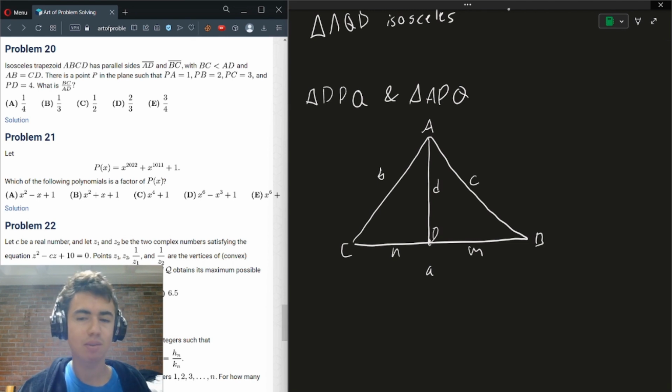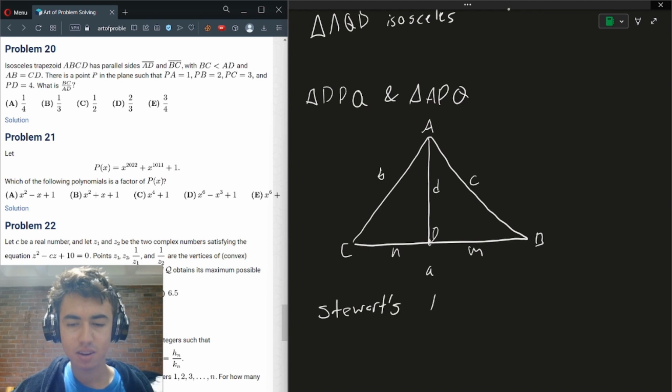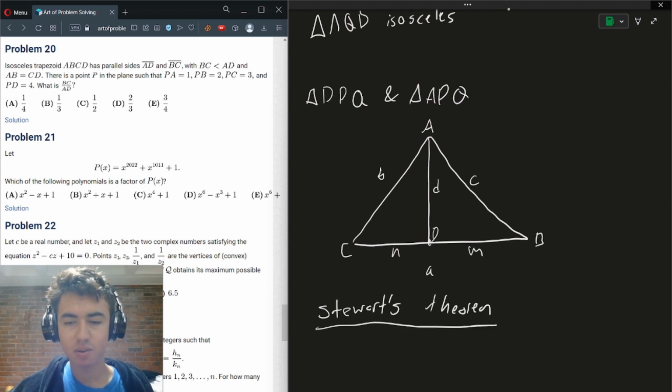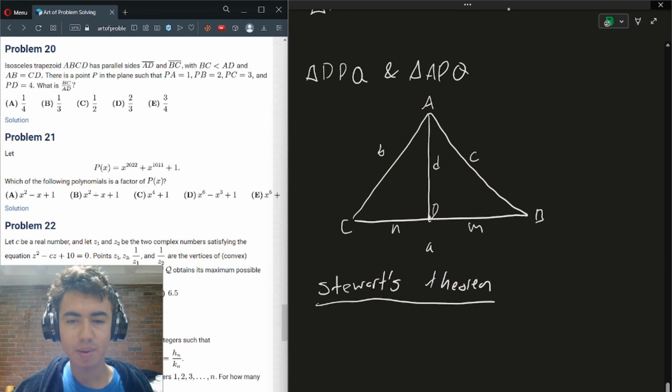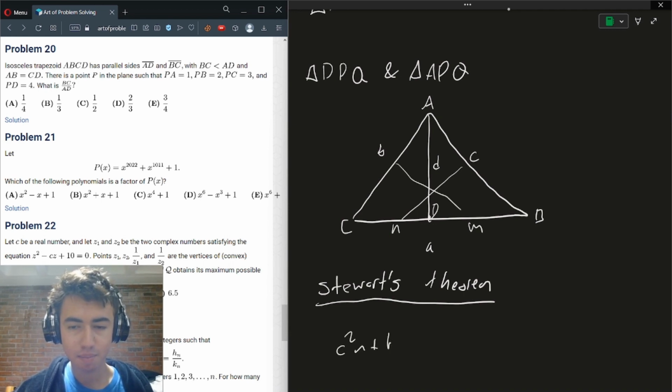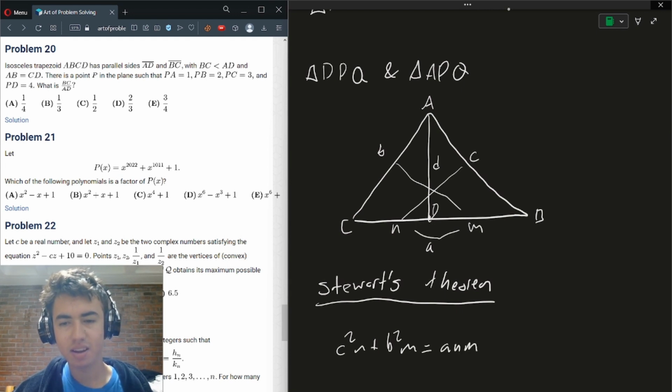of cosines, but you want to recognize whenever you see a figure with these sides labeled that you can use something called Stewart's theorem, and it looks something like this. So the easiest way to remember is it takes the pairs C and C, B and B, so C and C, which is C squared N, plus B squared M is equal to, then you take the triplets, M A N, and lastly you take B A D, this pair, D squared.